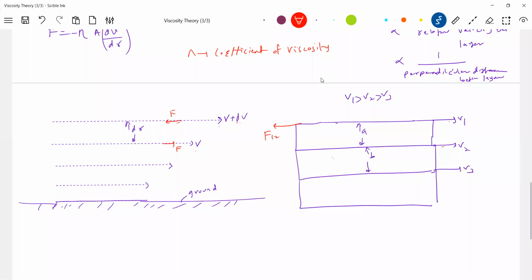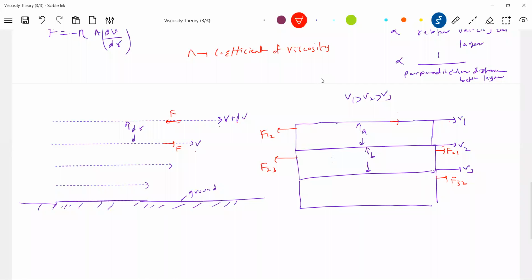Here it's a practice of showing it here rather than there. The same thing happens here now. V2 is greater than V3, so there will be viscous drag. How will it come? It will be like this, F23, or here you have to show F32. Any reason for that?